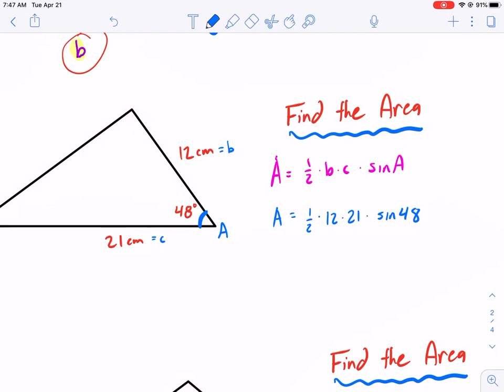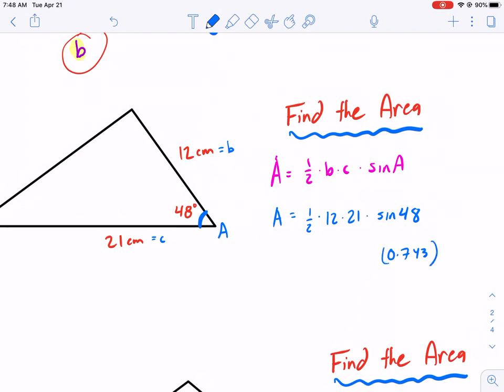Okay, so sine 48 times... and I can just see already that I'm not in degree mode because I got a negative answer. When I typed in sine of 48, I got negative 0.768. Anytime you get a negative with degrees, you're definitely in radian mode. So I need to change that to degree mode, sine 48. And this time I got 0.743, which makes a little bit more sense.